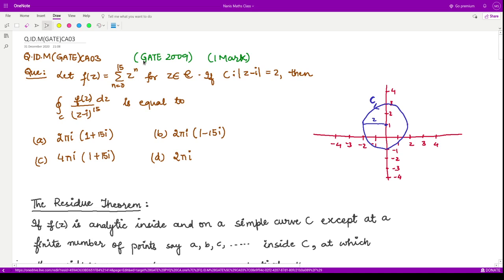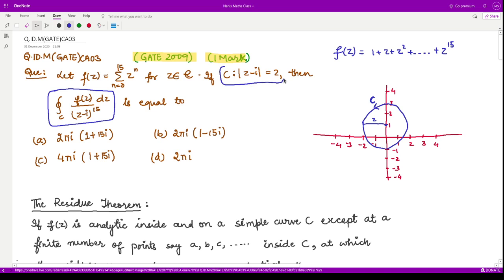In this video we shall see a question from GATE 2009 consisting of 1 mark. The question says if f of z is given to be a function of this kind, that means we have f of z as 1 plus z square plus up to z raised to power 15. This is the given function f of z, and they are asking what is the integration of this whole function over this closed curve C, where the curve C is defined using this relation.